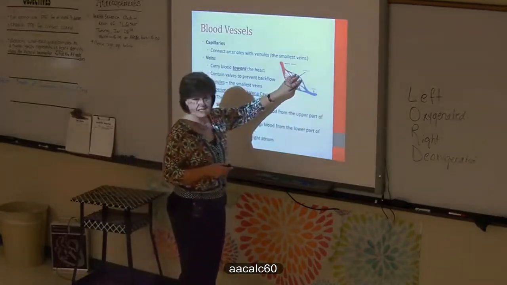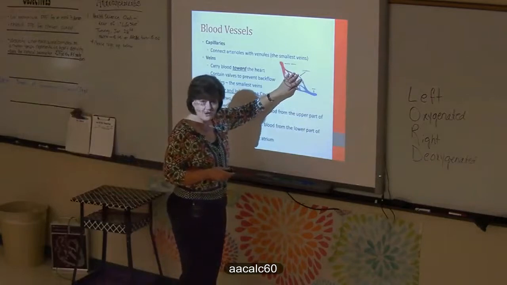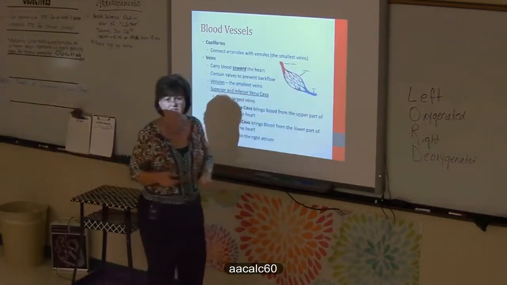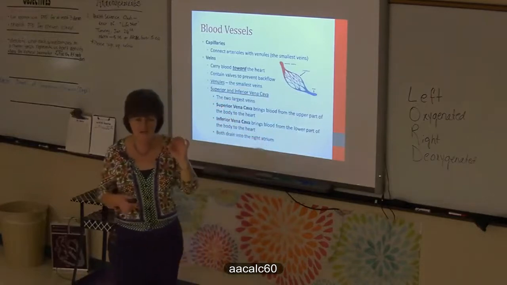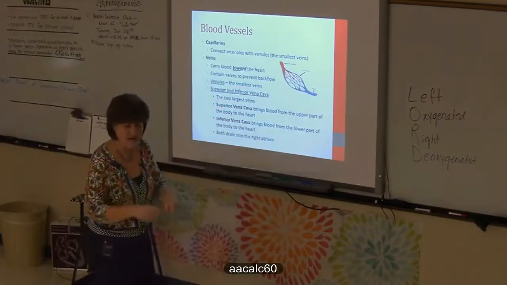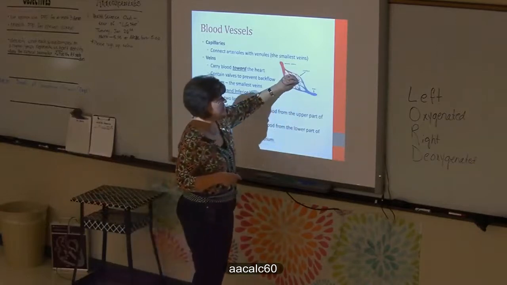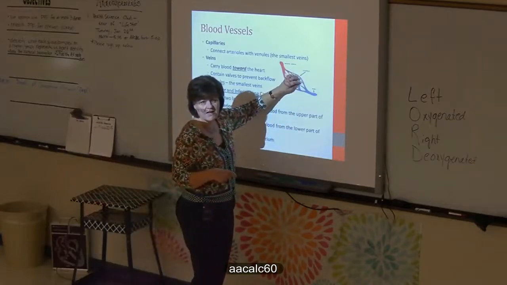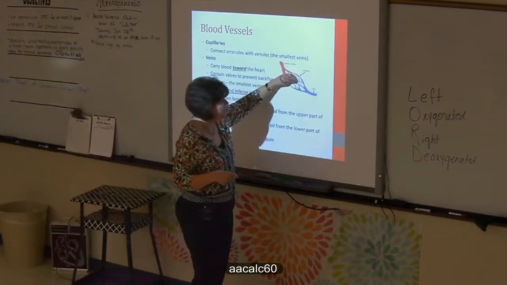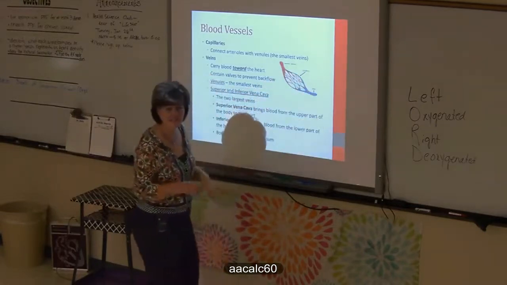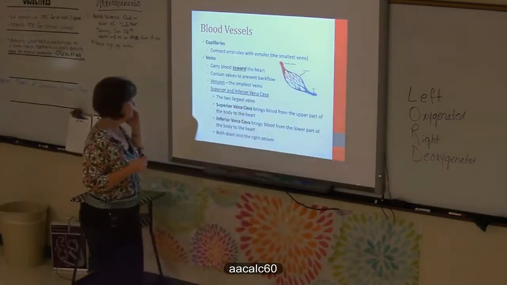This is where all the gases are exchanged. This is where the nutrients are exchanged. These little capillary walls are only 1 cell thick. Okay, they're microscopic. You can't even see them, and they're everywhere. They're in my hands, my fingernails, everywhere. And that's where that exchange of oxygen and carbon dioxide occurs. Once it picks up that carbon dioxide, it starts to feed it into the vein system so that it can come back to the heart.